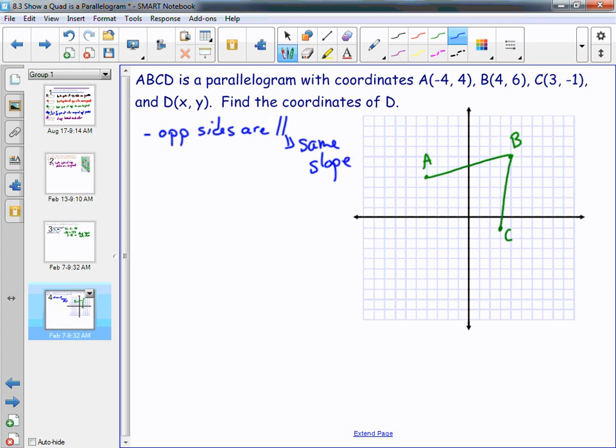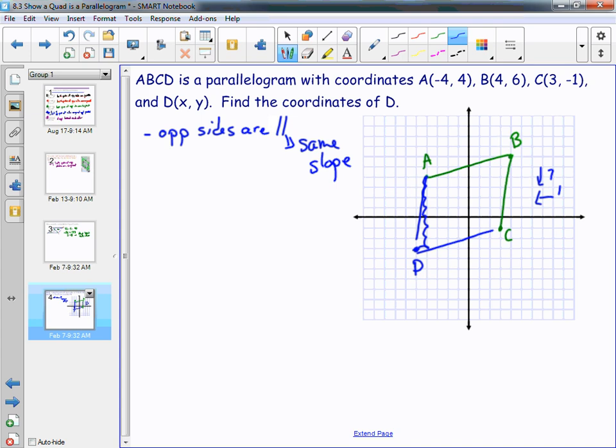So it doesn't matter which way we go. I'm going to look here from B to C. I'm going to count down 1, 2, 3, 4, 5, 6, 7. So I'm going down 7 and over 1. So I'm going to do the same thing from A. I'm going to go down 7. 1, 2, 3, 4, 5, 6, 7. And I'm going to go to the left 1. There's my new coordinate D. And then I would connect like that.